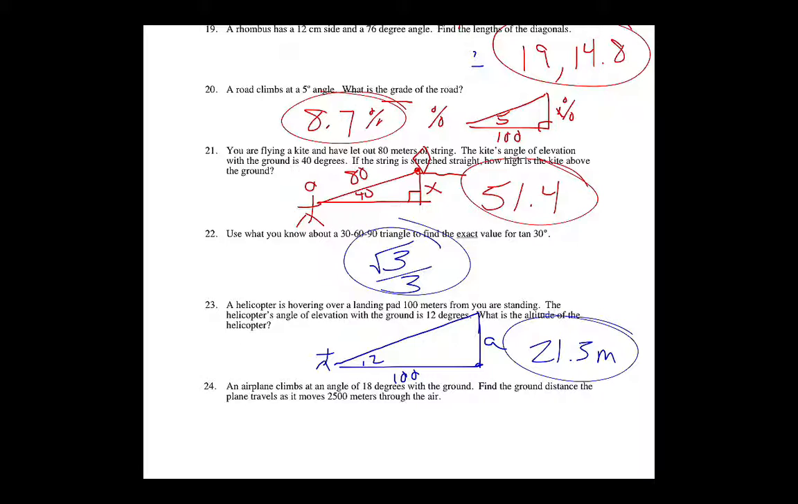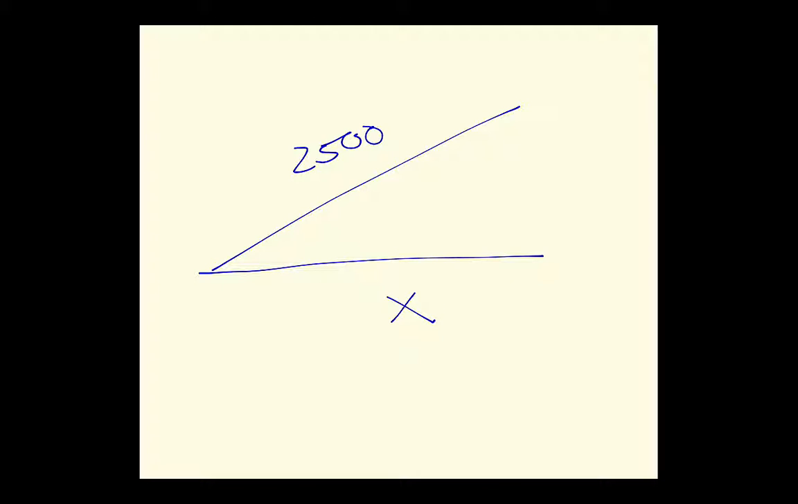And last but not least on this page, number 24, an airplane climbs at an angle of 18 degrees with the ground. Find the ground distance the plane travels as it moves 2,500 meters through the air. So it's traveling 2,500 meters into the air, and it's traveling up at an 18-degree angle of elevation. So find the ground distance. So we're looking for how far, if I was here and I was a truck trying to keep up with the plane, how far would I have to drive to be directly underneath it? So again, let's make that a little bit bigger. So the plane's going 2,500.